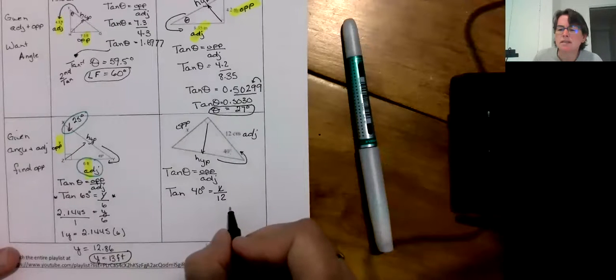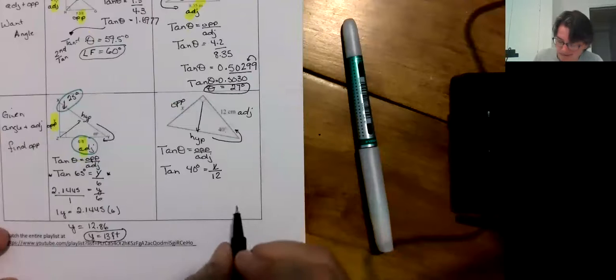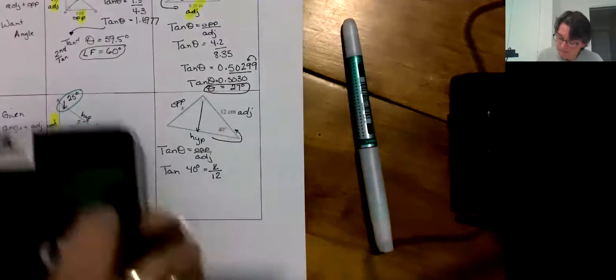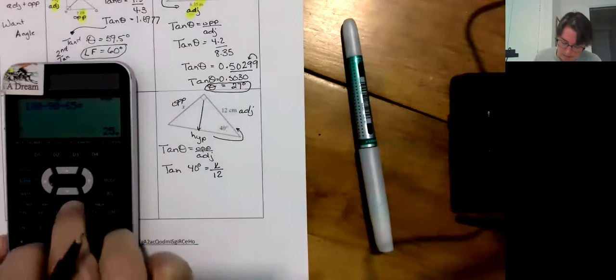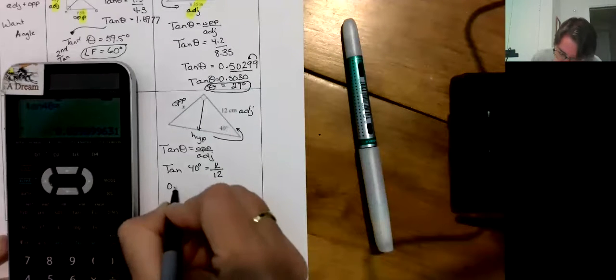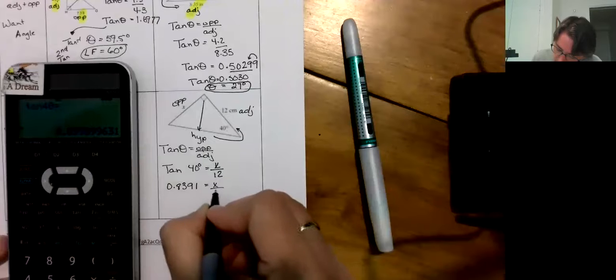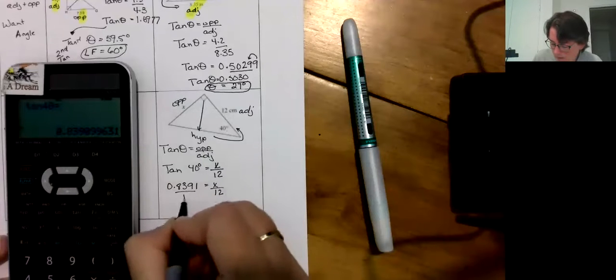If you want to put centimeters there, go ahead, but I just find it's easier just to throw the units back in at the very end. It just, to me, it ends up confusing stuff. So tan 40, 0.8391 is x over 12. We're going to cross multiply.